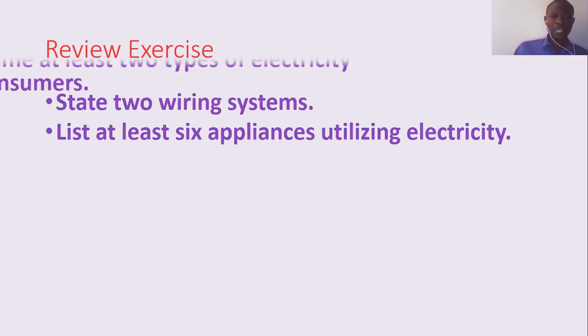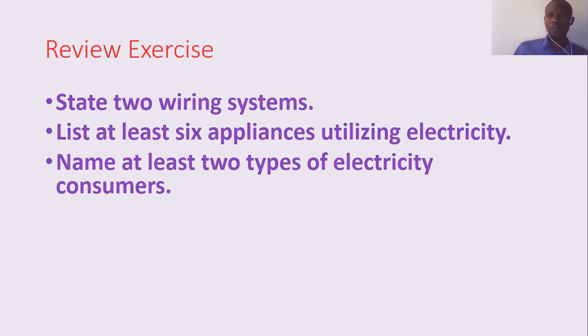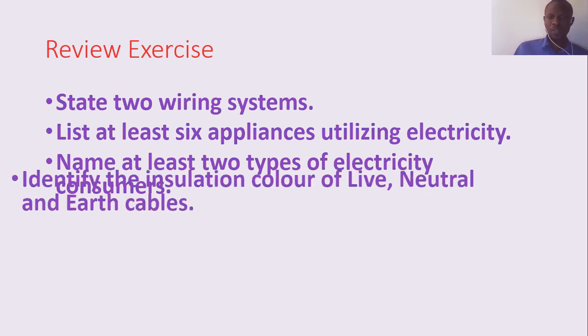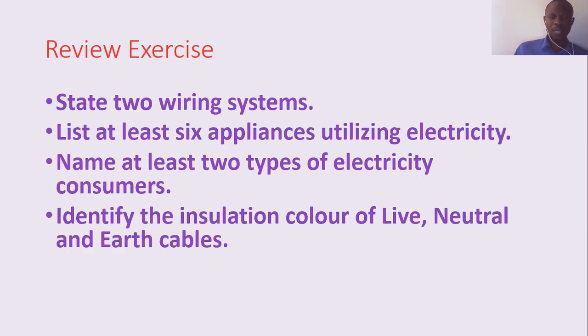And then: state the types of electricity consumers. The types of electricity consumer that I mentioned last time, there are two types of consumer: private consumer and industrial consumer, individual consumer and industrial consumer. Identify the insulation color of the live, neutral and the earth cable. The live is red, the neutral is black, while the earth is yellow or green.